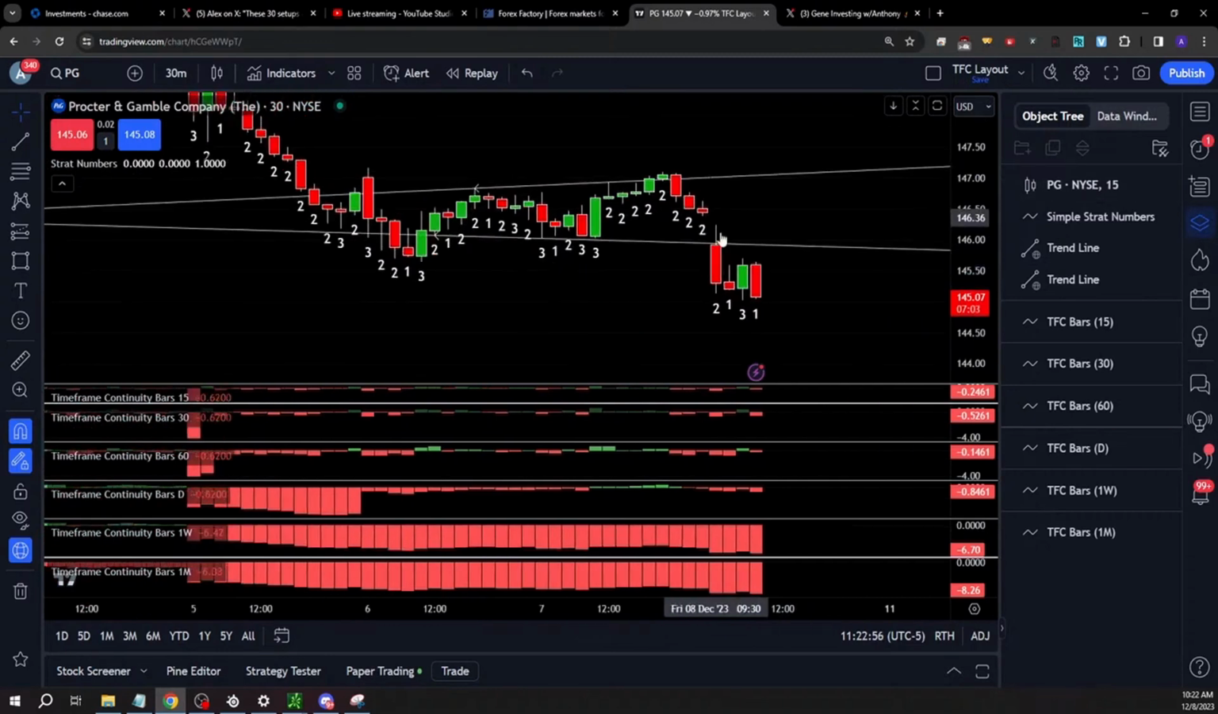And then today, notice how they get out of the broadening formation and stay out, which is what we look for, because once you do that, things expand and get quicker.